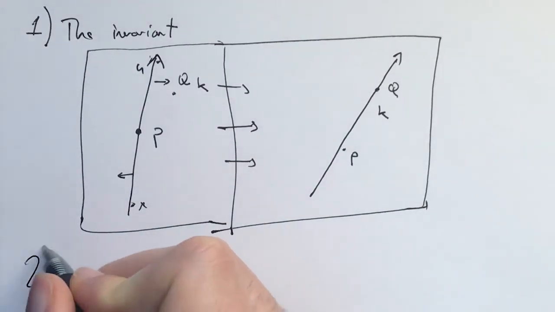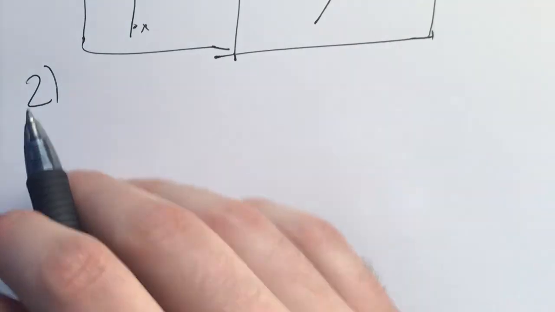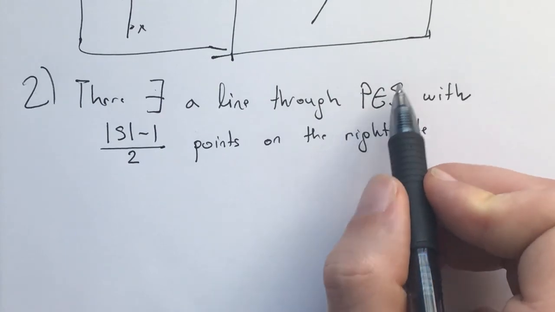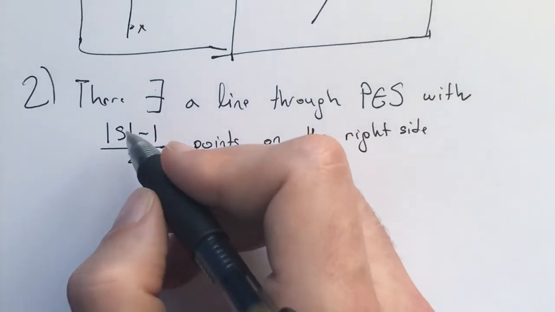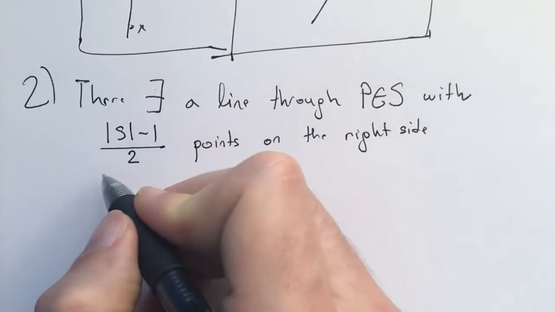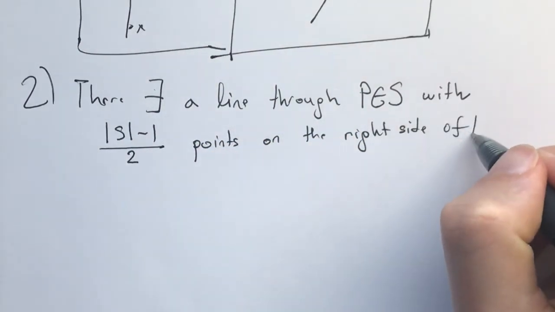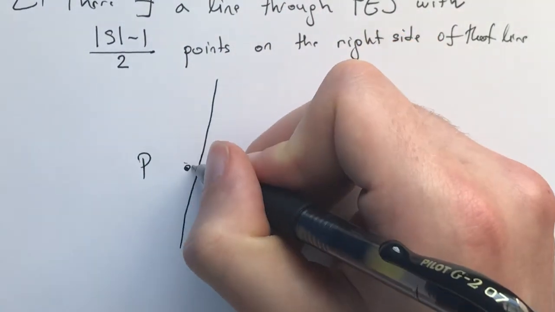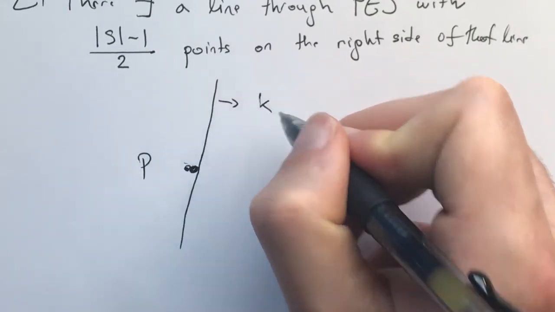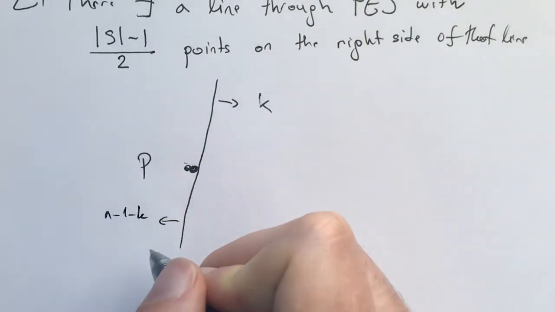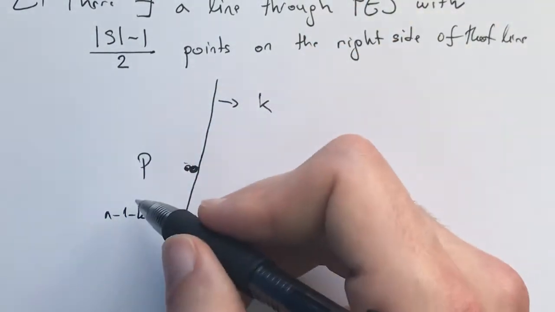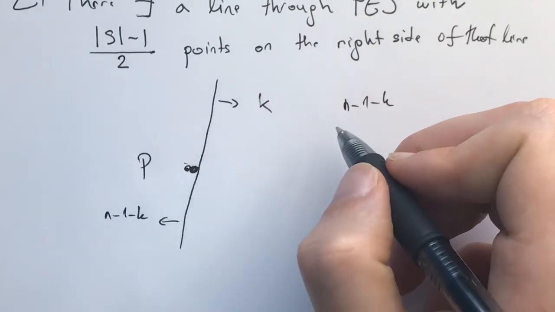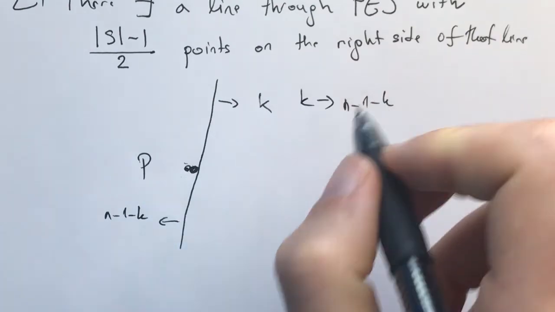And now we move on to the second part of the solution, namely, there exists a line through P, an element of S, whatever P may be, with (|S|-1)/2 points on the right side of that line. And now how do we prove this? Well, we say take any line which goes through P and has k points on one side and n-1-k points on the other side. Then we know when we rotate this line 180 degrees, it will have n-k-1 points on the right side and k points on the left side.